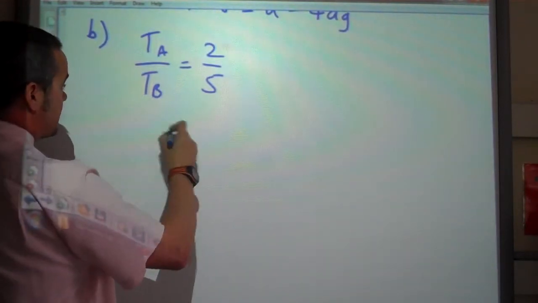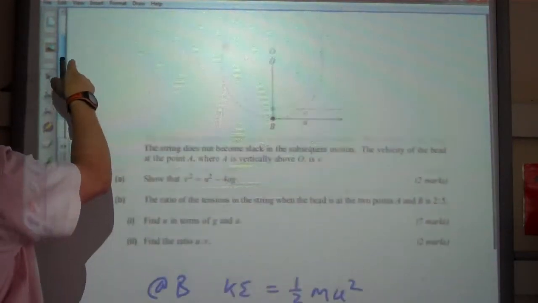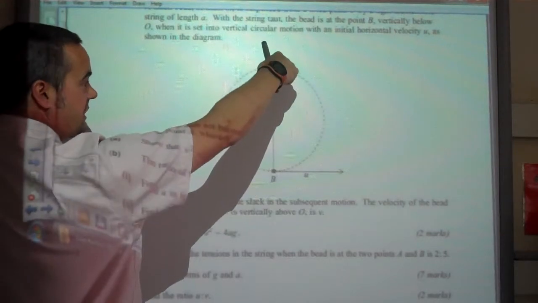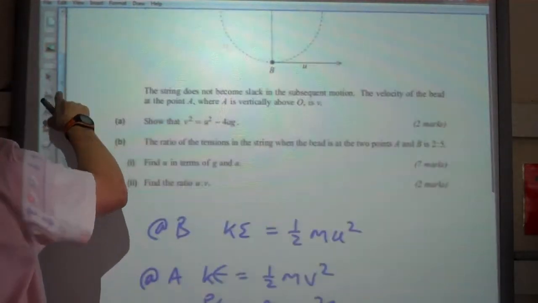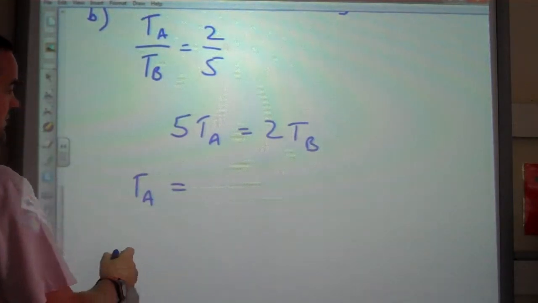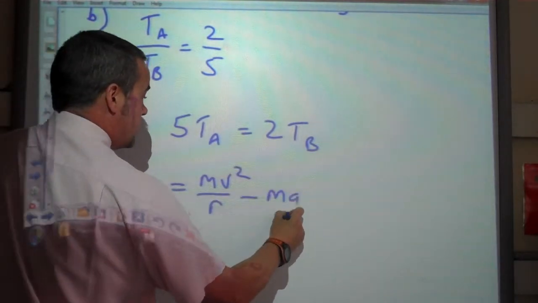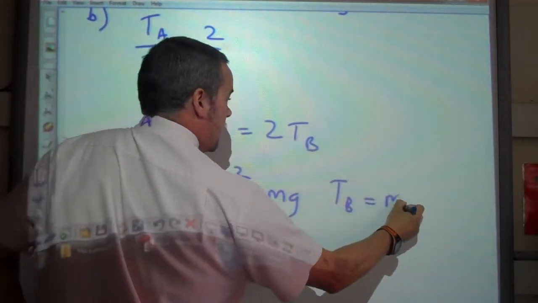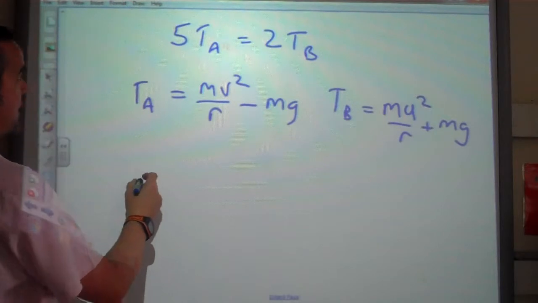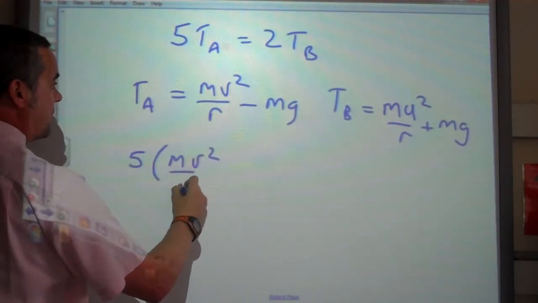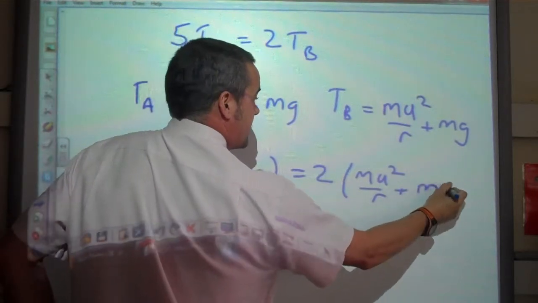And so we can write these down. I can say that 5TA equals 2TB, TA being the tension at the top. Okay, so the acceleration caused by the resultant force acting down is the weight plus the tension. So the tension at A is mv squared over r minus mg, and the tension at B is mu squared over r plus mg. I can substitute these back in, so that gives me 5 times mv squared over r minus mg equals 2 times mu squared over r plus mg.